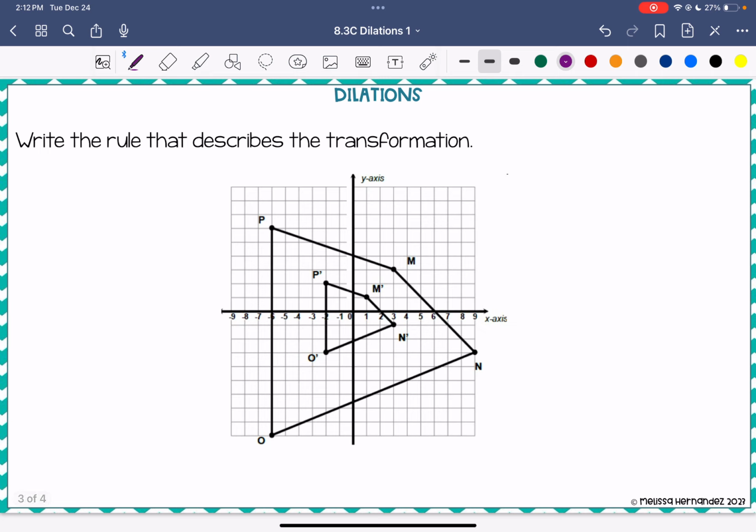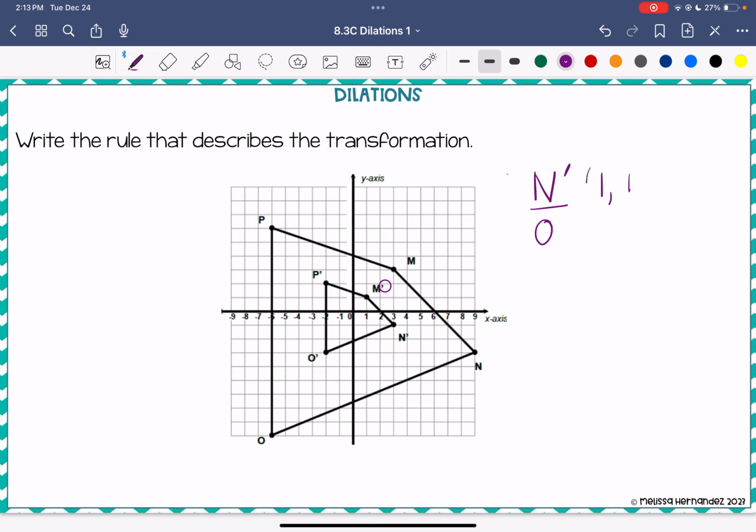It says write a rule that describes the transformation. And maybe I should have said dilation. That's okay. If you notice, there's a smaller shape inside. That is the new one, and we know that because of this little tick mark. It's a prime. We're still going to use the formula new over original. The new one has the tick mark, so you don't have to write that little prime symbol, but to me, it just helps me remember.